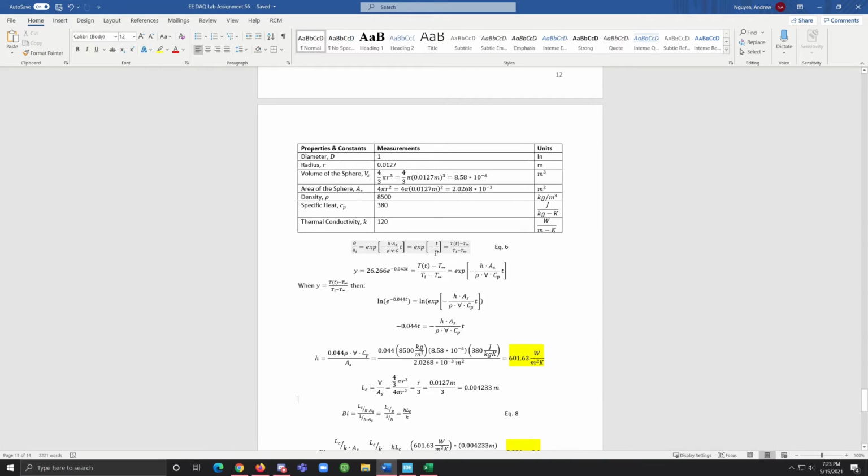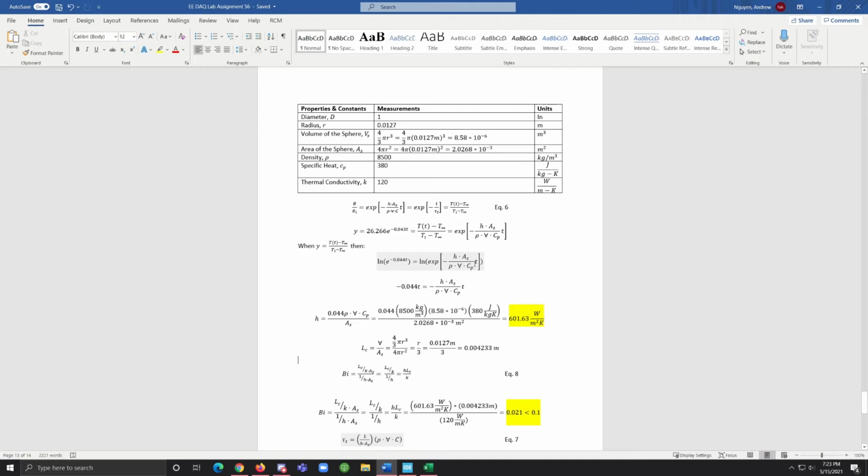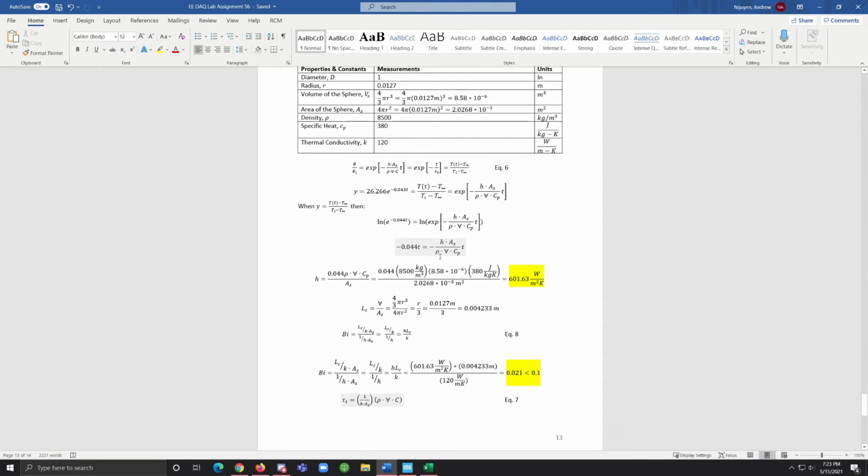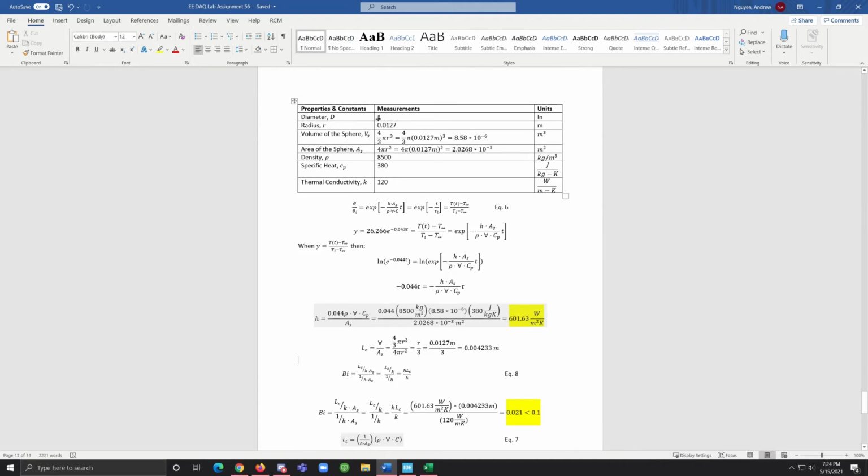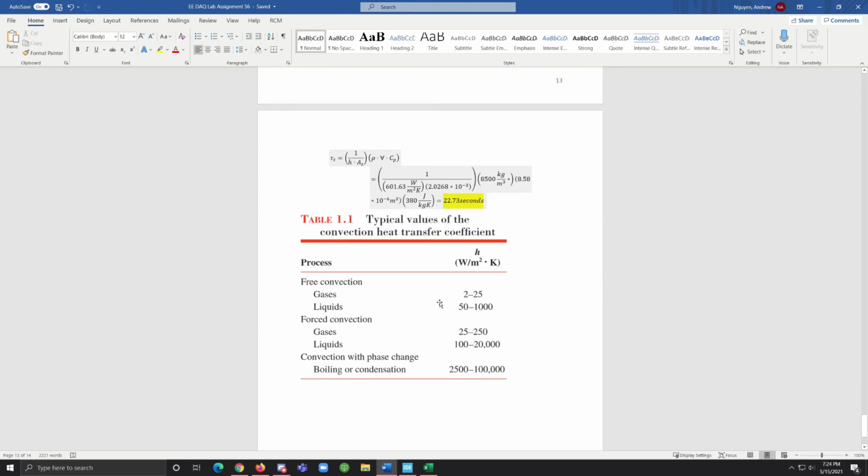To find the convective heat transfer coefficient, going through this process, when y equals T as a function of time minus T infinity divided by T initial minus T infinity, we're going to get this value, take the natural log, and eventually stuff will cancel out, and you can plug in the properties and constants found in the Bergman's heat transfer book, and I got a heat transfer coefficient of 601.63 watts per meter squared Kelvin. And in table 1.1 in the book, we see that it is in the free convection range for liquids, so this value makes sense.